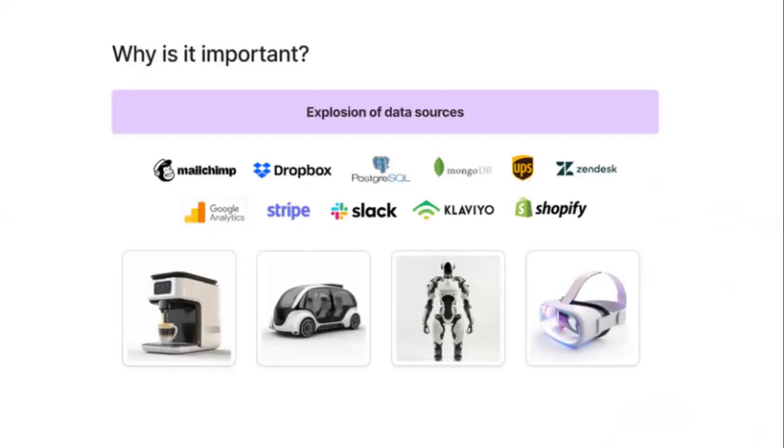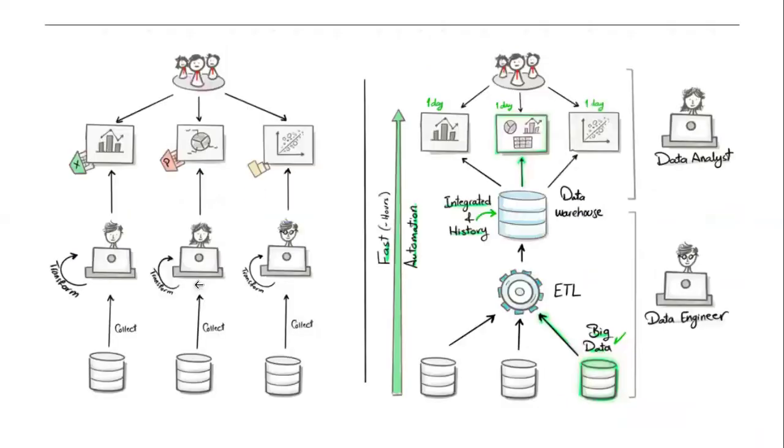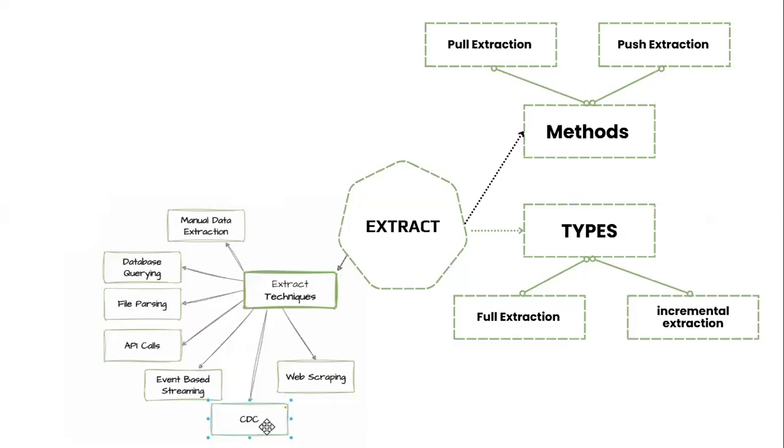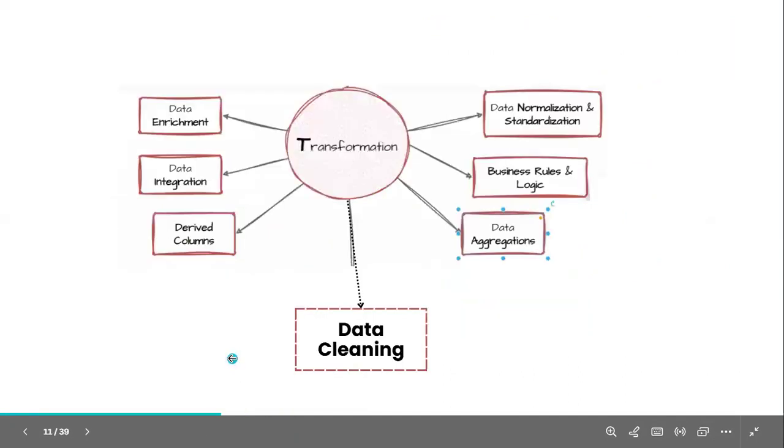This is how we'll get the raw data. Nowadays we are getting data from IoT devices and applications as well. Now after getting the raw data, who is going to do the transformations? This ETL guy will do the transformations. Here we have a few steps to do ETL. For extraction, we have full extraction, incremental extraction methods, and there are techniques for the extraction.